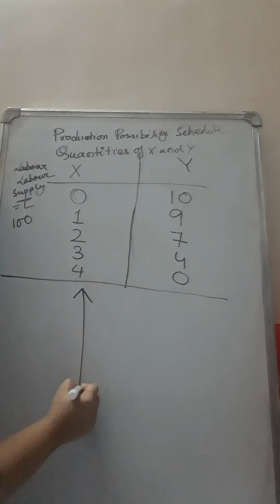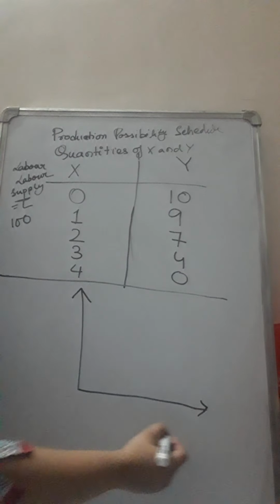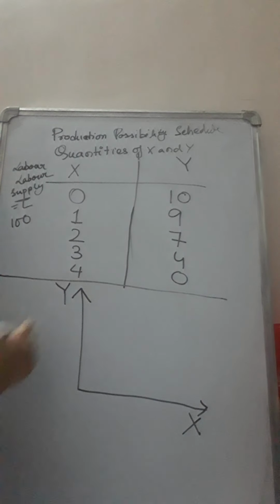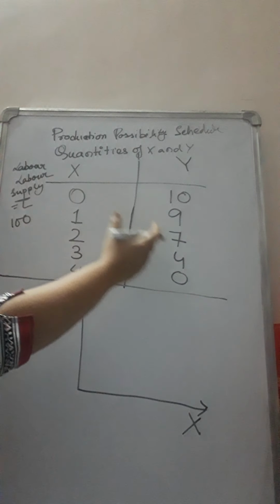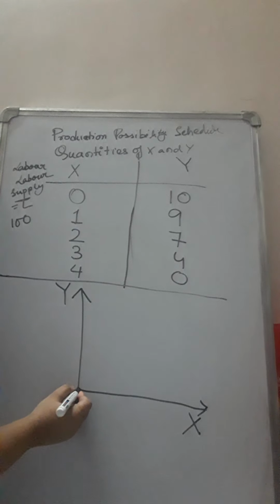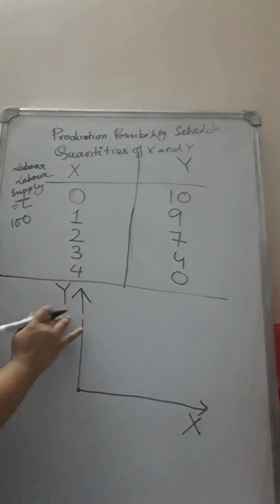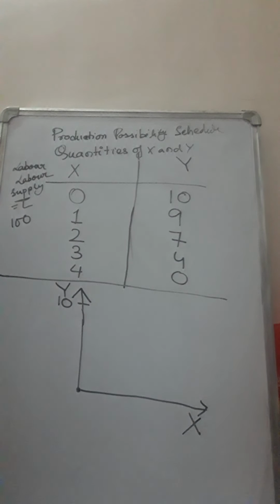So now in this video we will be understanding how to draw the production possibility curve. On this axis, let us measure the X commodity quantity, and on this axis let us measure the Y commodity quantity. If all the given labor is used in production of only Y, there is zero production of X, and only Y is produced. And the maximum limit is 10 units of Y.